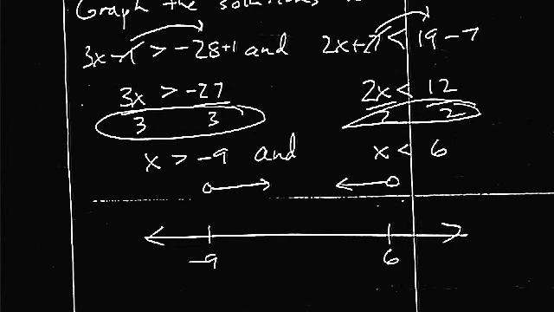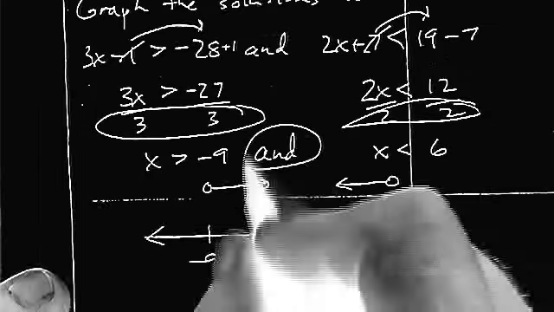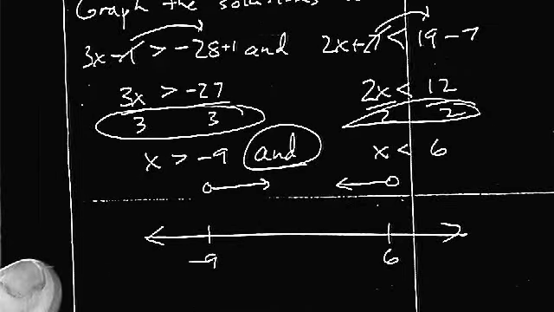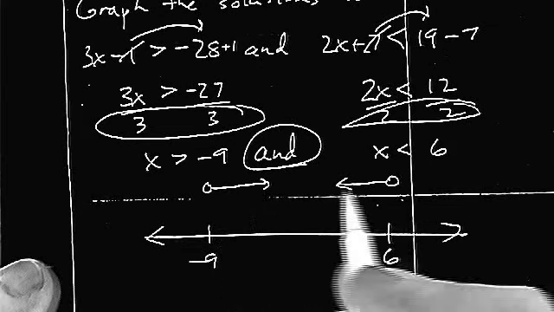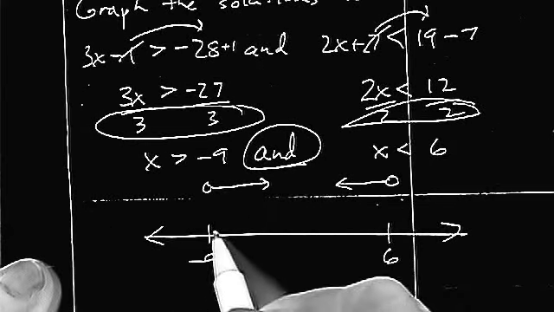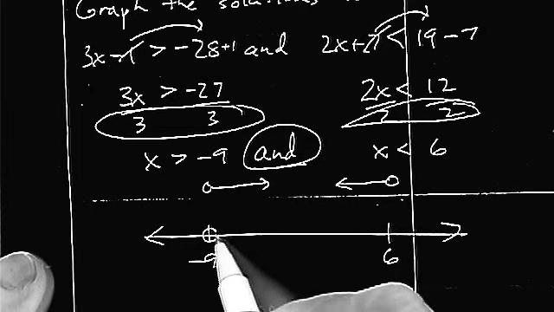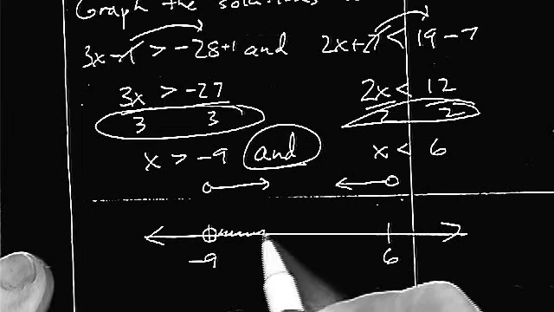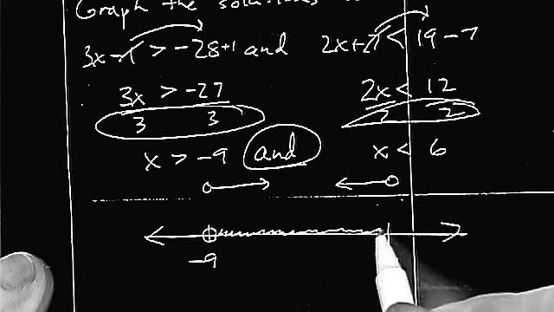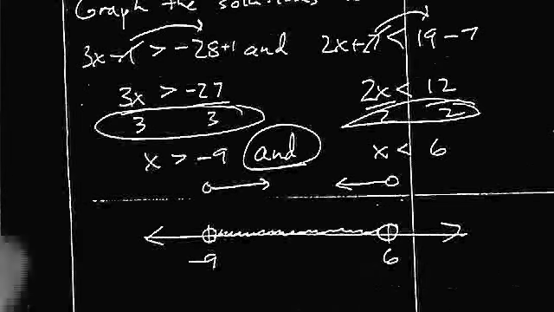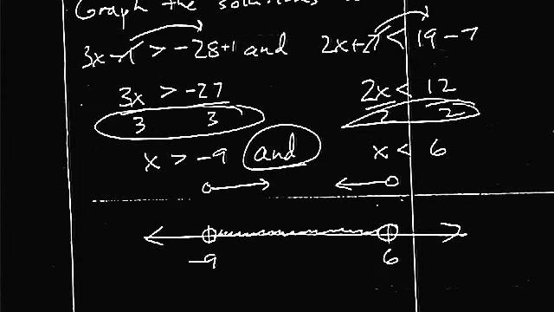Not every group is going to overlap. Some of them are not going to overlap at all. But this right here is saying, what do they have in common? Well, if you were to look at all these numbers and start identifying what they have in common, they have everything in common between negative 9 and positive 6, but not including the endpoints.